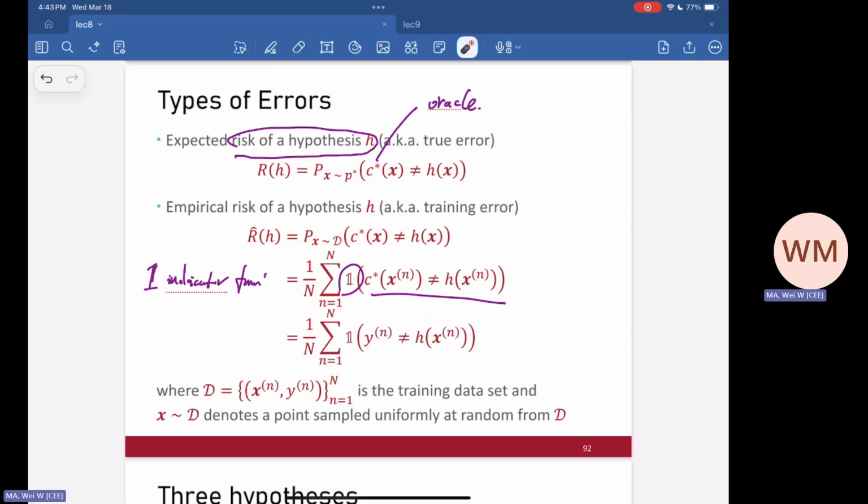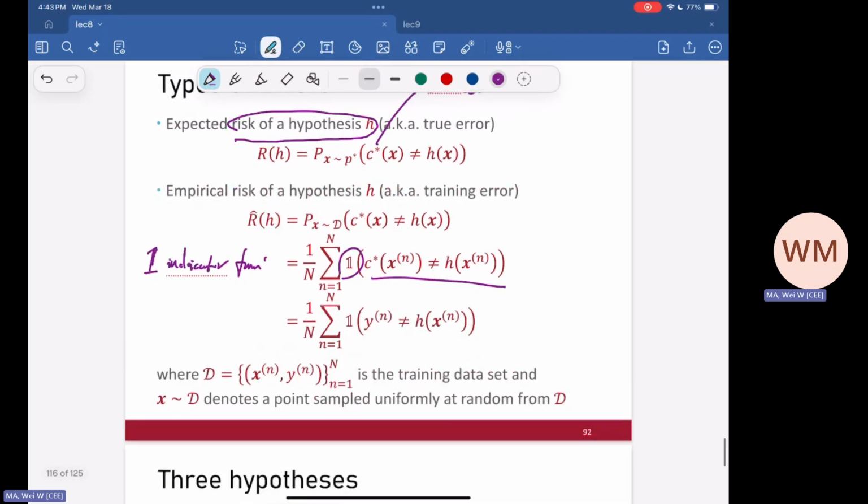Okay, so you can see that in your training, you are minimizing the empirical risk instead of the actual true risk. So you want to find an h based on the empirical risk. That's why most of our training we call empirical risk minimization.